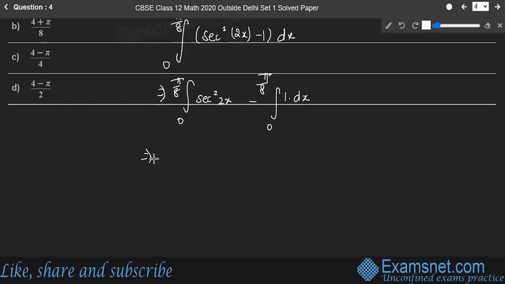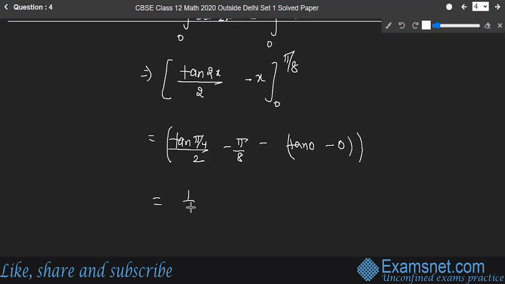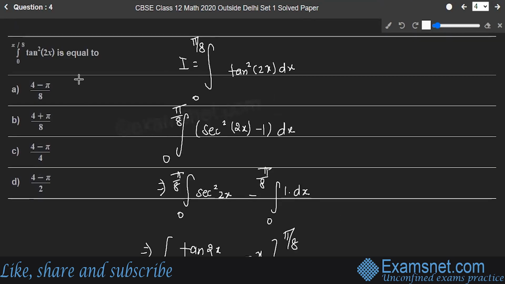So what is the integral of secant square 2x? It's tangent 2x upon 2, minus x. The limits are 0 to pi by 8. This will be equal to tangent of pi by 4 upon 2 minus pi by 8, minus tangent of 0 minus 0, right? So what is tangent of pi by 4? That's equal to 1 by 2 minus pi by 8 minus 0. This makes (4 minus pi) upon 8 the answer of the question. That is option A is the correct answer.